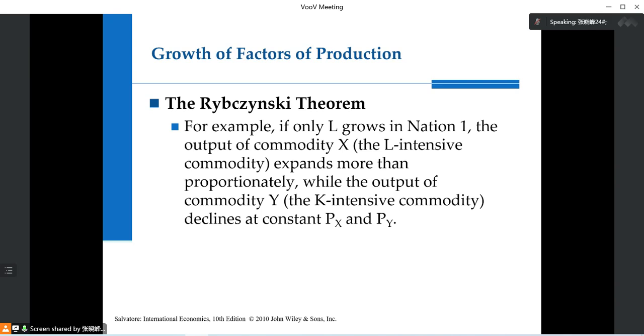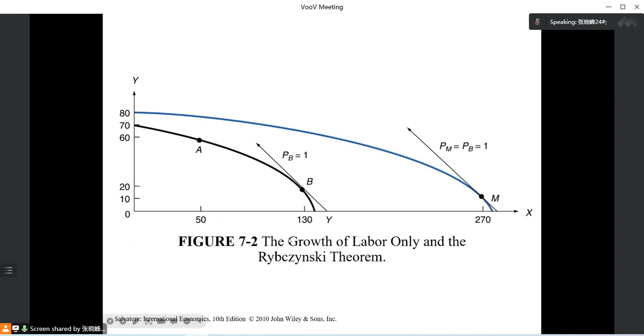To some degree, it has some kind of so-called substitution effect. Okay. Here is the growth of labor only, and the Rybczynski theorem. Okay, we use this figure to illustrate the shift between the labor-intensive commodities and the capital-intensive commodities.